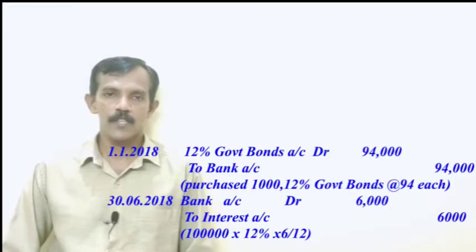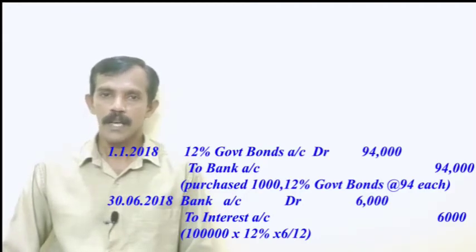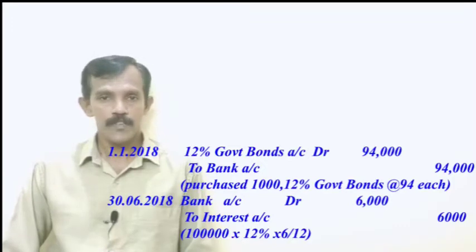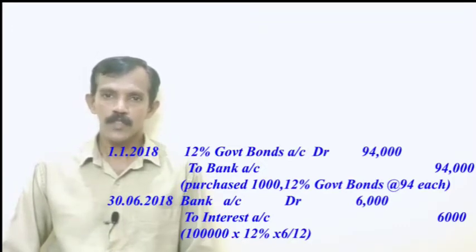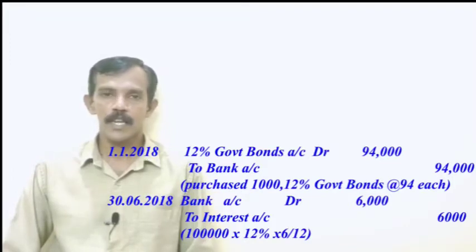Firstly, we write journal entries for these transactions. On 1st January 2018, we purchased 1,000 12% government bonds at the rate of rupees 94 each. Journal entry: 12% government bonds account debtor 94,000 to bank 94,000. Then 30th June 2018, interest for this 1 lakh nominal value 12% government bonds. At the time of interest received, journal entry: bank account debtor 6,000 to interest account 6,000. Interest rate is 12%, 1 lakh into 12% into 6 divided by 12, that comes to 6,000.